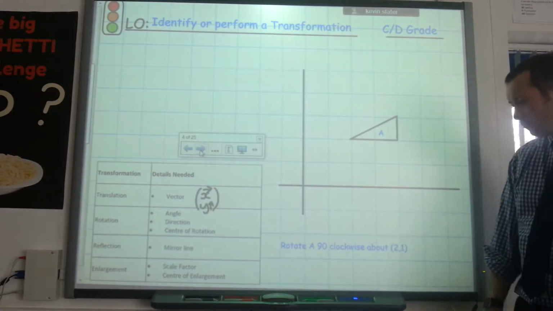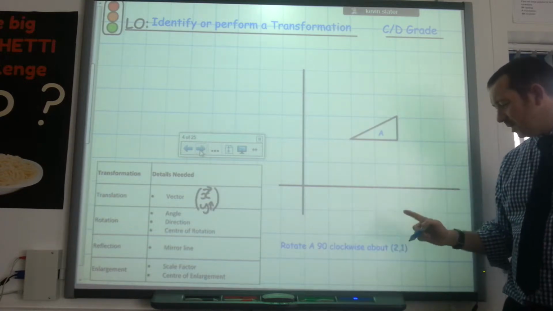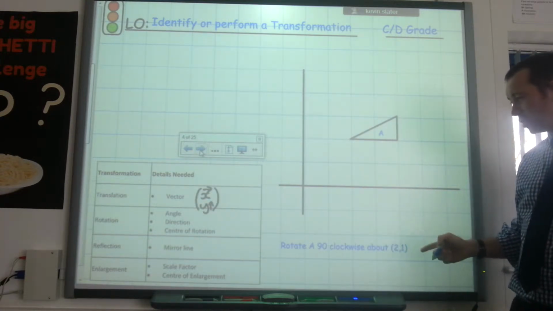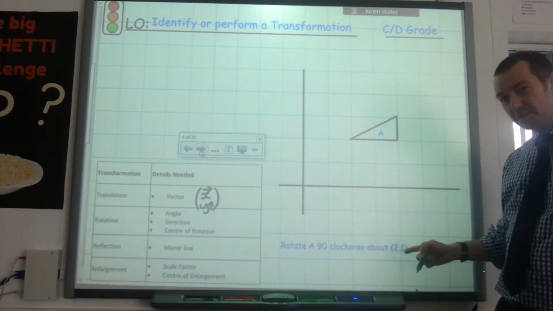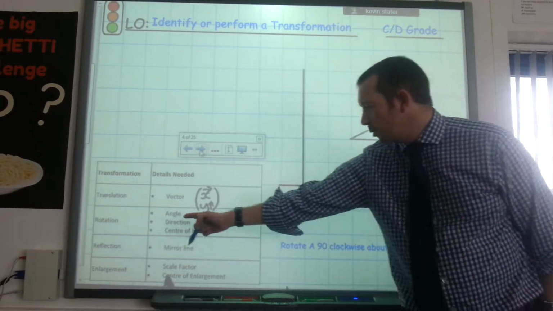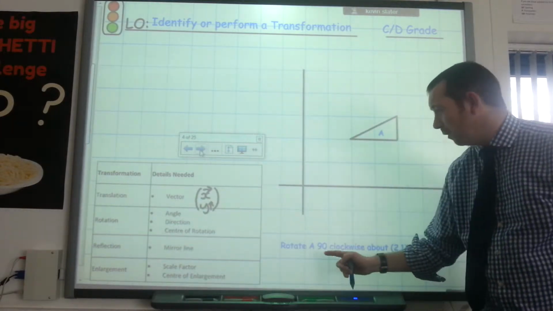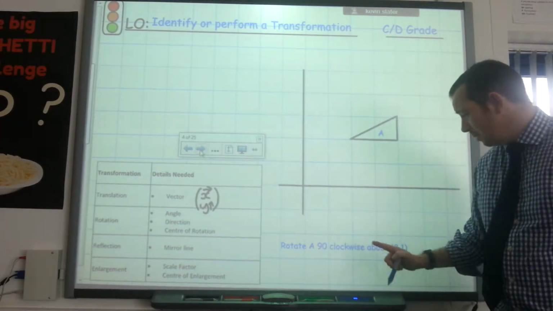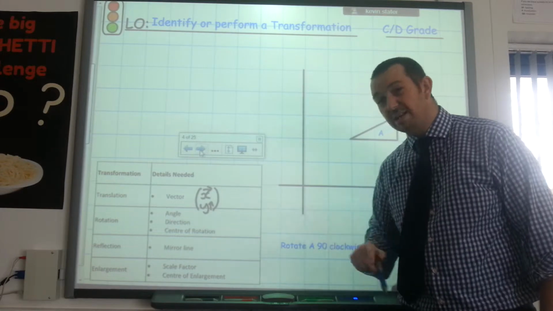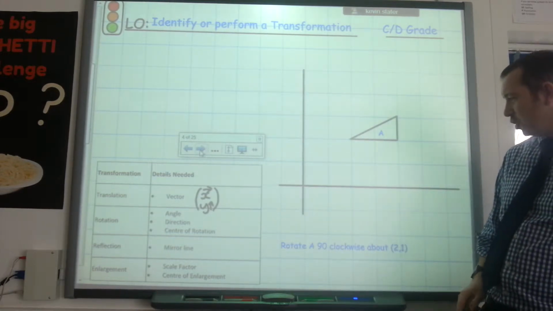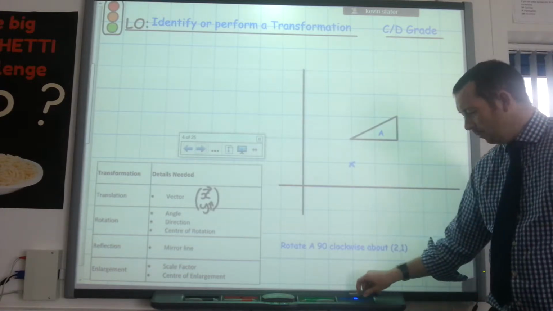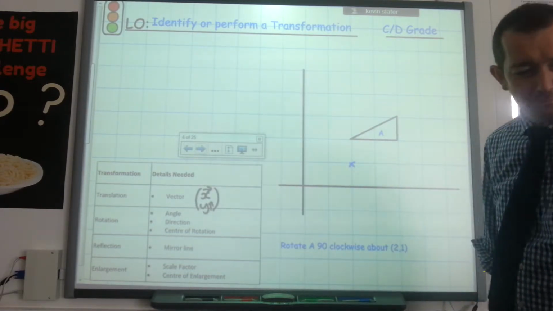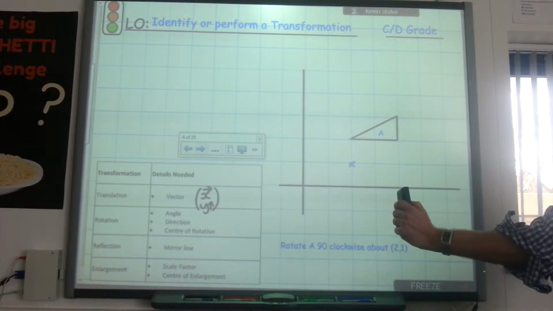Let's have a look at this. It says here, rotate A 90 degrees clockwise about 2, 1. Okay, so the first job I'm going to do is plot that centre of rotation. With the rotation here, I need the angle, well, I've got that. I need the direction, which tells me I'm going clockwise, and I need the centre of rotation. The centre of rotation is 2, 1. So 2, 1, that point would be there. And what I'm going to do at this point is freeze the board.